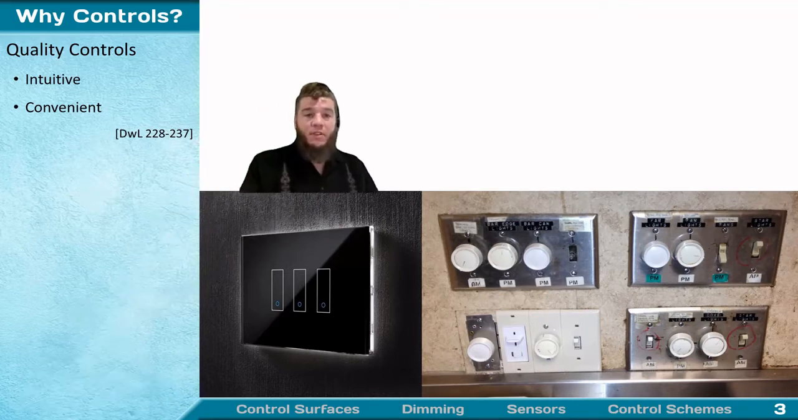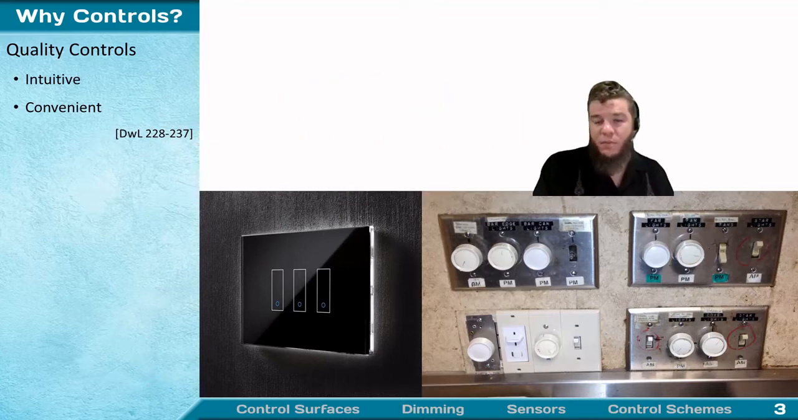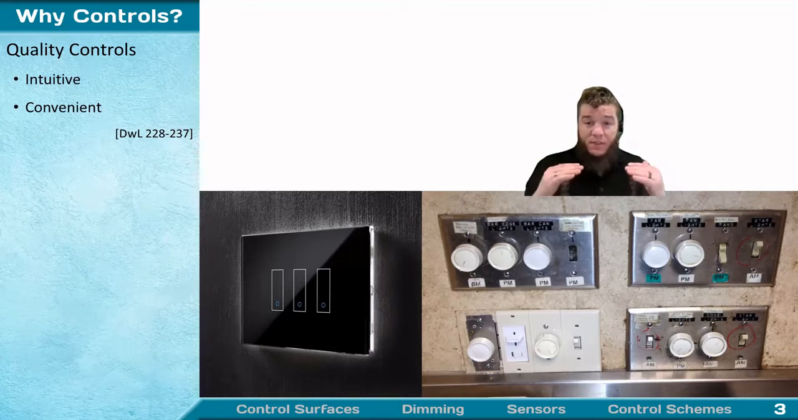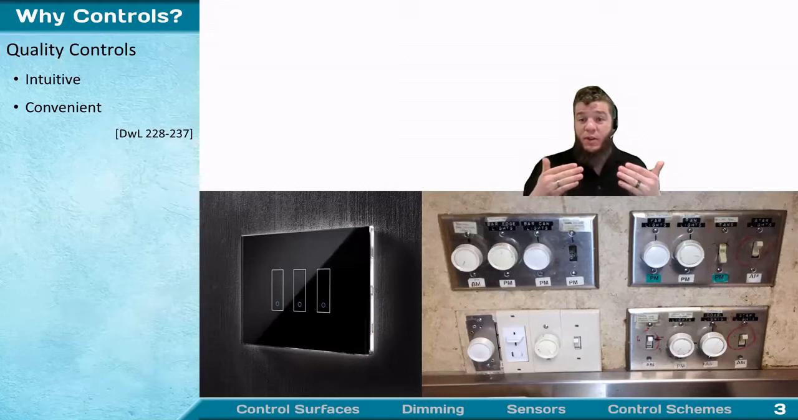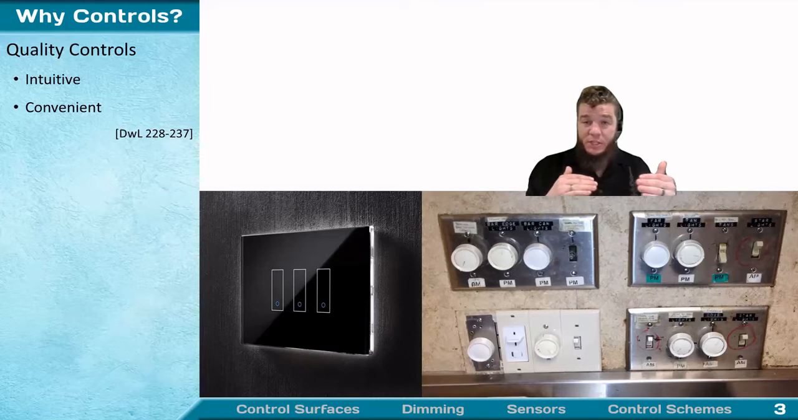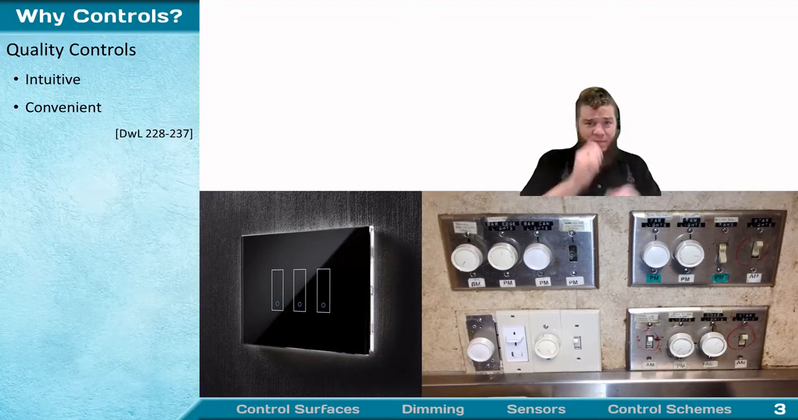So here's a couple examples of what I'm talking about here. Let's actually start with this old school disaster right here. This is maybe intuitive, but it's not convenient, because every single device has a different switch, and to get the right look in your space and the right amount of light in your space, you're going to have to flip a bunch of switches and play with the dimmers. And so it's a lot of effort to get to where you want to be. So this is intuitive, but certainly not convenient, and definitely an eyesore.